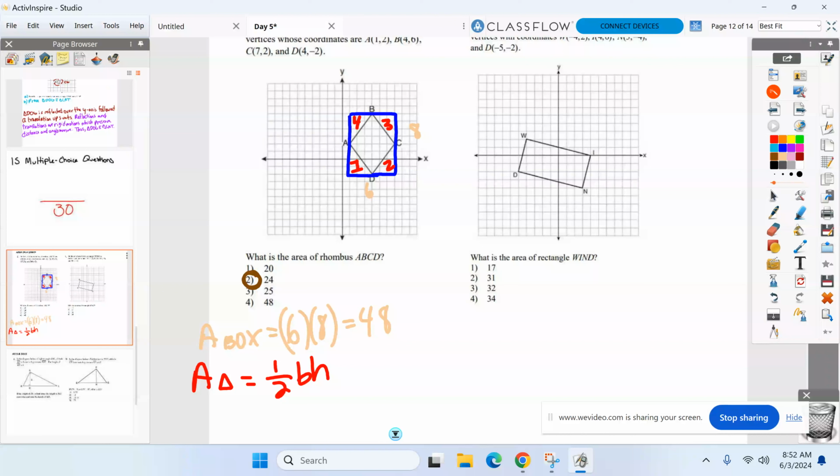Should be getting 24. Okay, 24. The area of the 4 triangles adds up to 24. 48 minus 24 gives you 24 for the rhombus. Any questions there? I'll give you time to do number 7 in a couple minutes here. Any questions finding the area? I want you to box it in.